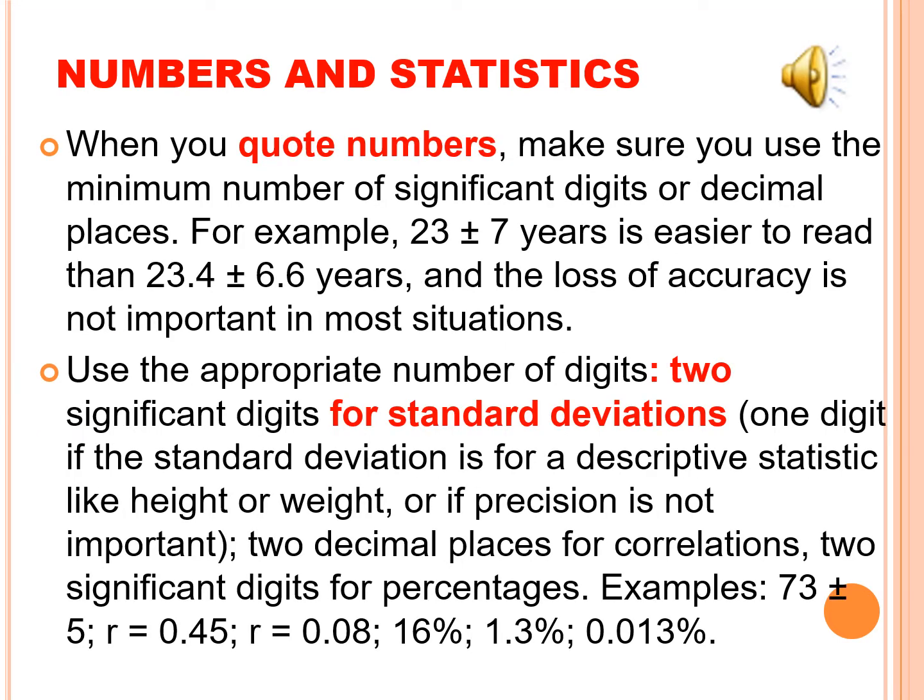Numbers and statistics. When you quote numbers, make sure you use the minimum number of significant digits or decimal places. For example, 23 plus or minus 7 years is easier to read than 23.4 plus or minus 6.6 years. For standard deviations, use two significant digits only.